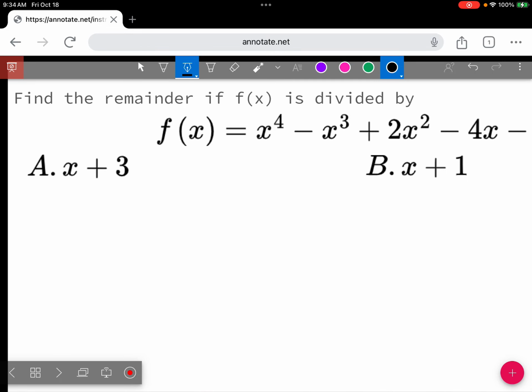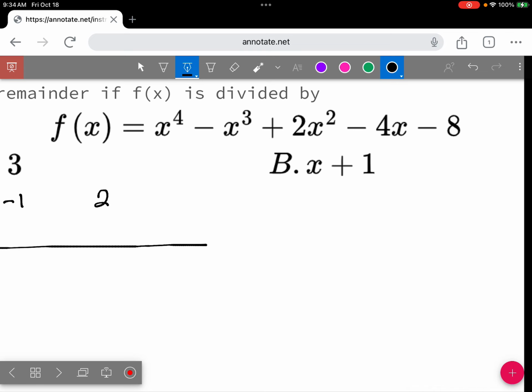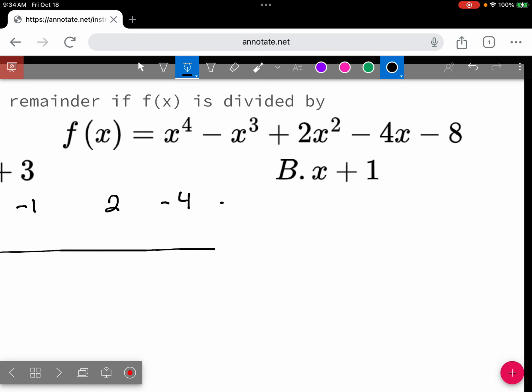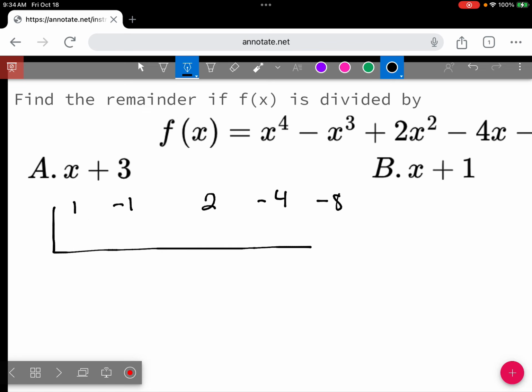So we're going to set up our synthetic division. I'm going to start with this one. What are my numbers that are going to go across the top? 1, -1, 2, -4, -8. And what's going to go outside on this one over here? A -3. So our root happens at -3. That's where we're getting that information.